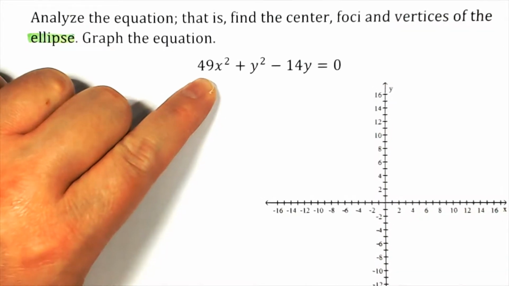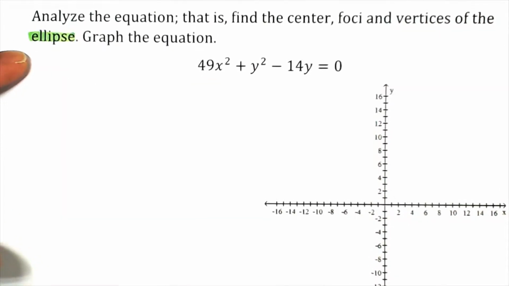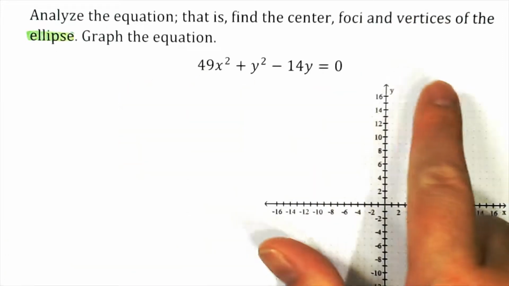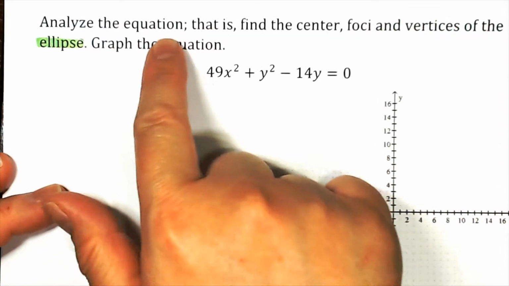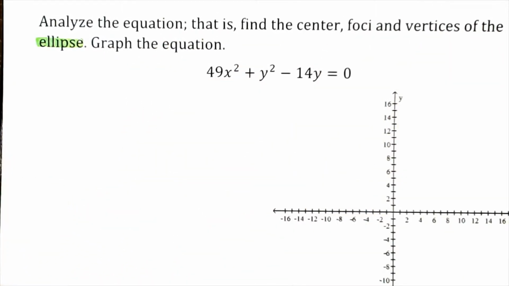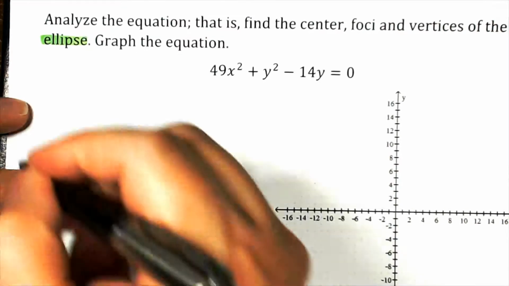We are given an equation, and this is the equation of an ellipse. We just need to find all this information and graph. But actually, I'm going to graph first, and then we find that information later. In order to graph, we have to change that to the standard form.